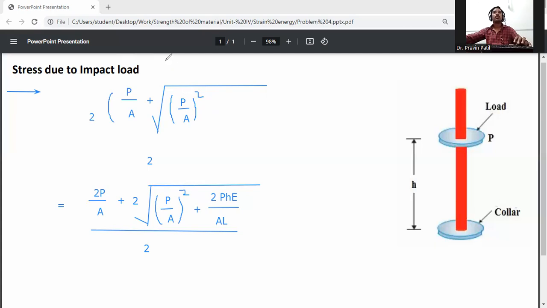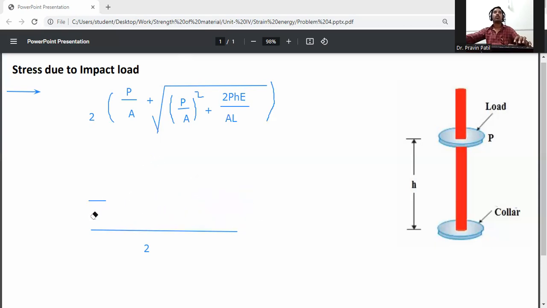Plus 2PHE divided by AL, bracket close, divided by 2. So this 2 will get cancelled.